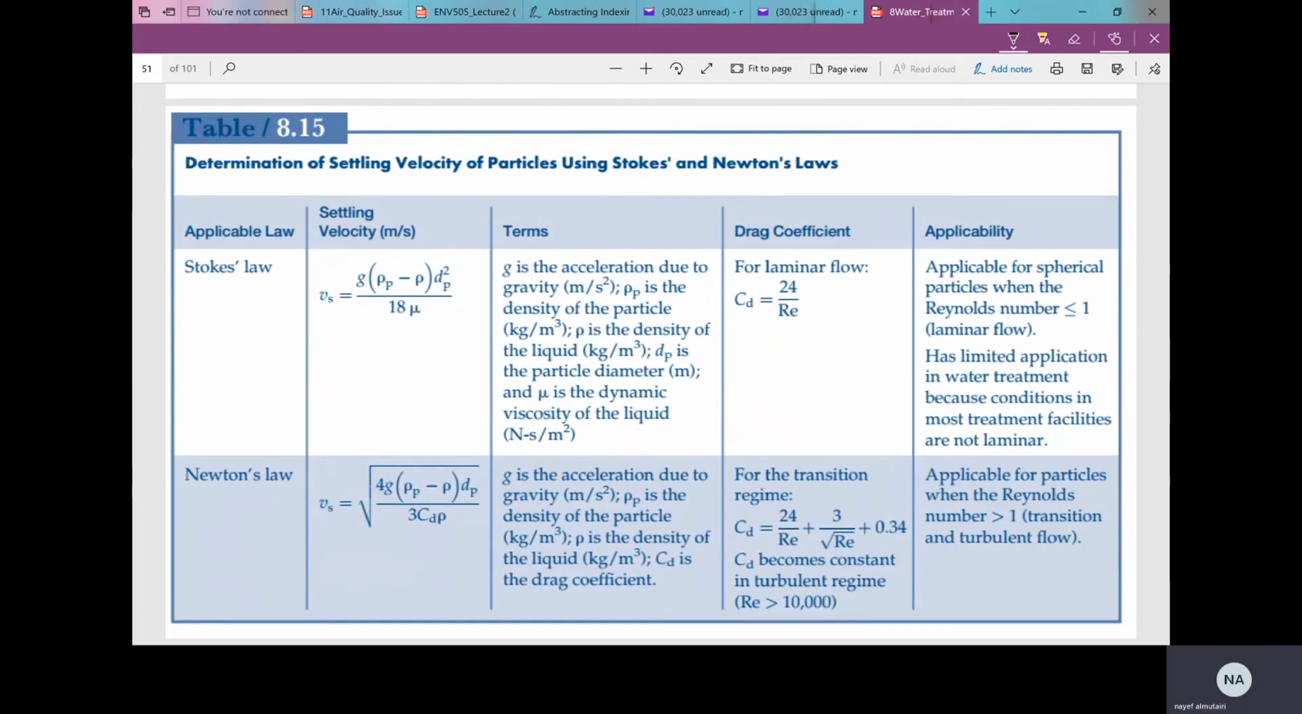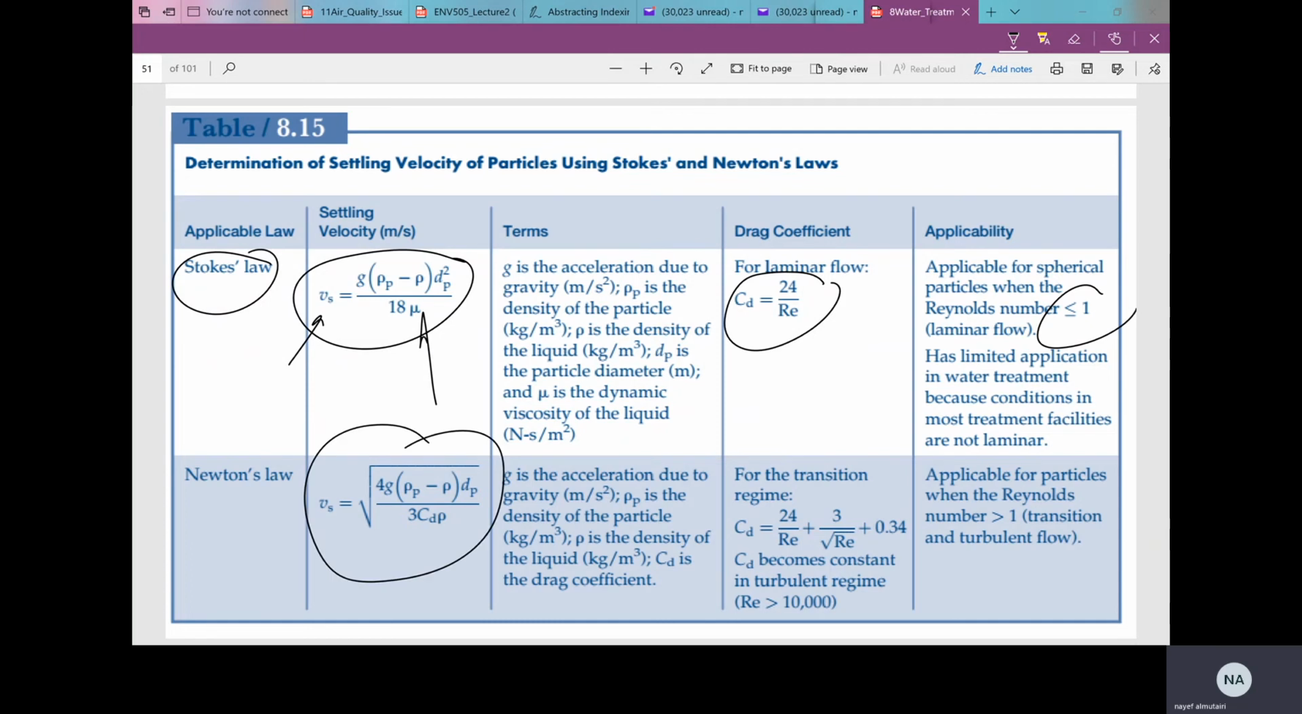Also, for discrete settling, we use Stokes law. So this is the Stokes law, settling velocity. And we have to check if the flow is laminar. If the Reynolds number is less than or equal to 1, now this is applicable. If it's not, then we have to use Newton's law by finding the CD.